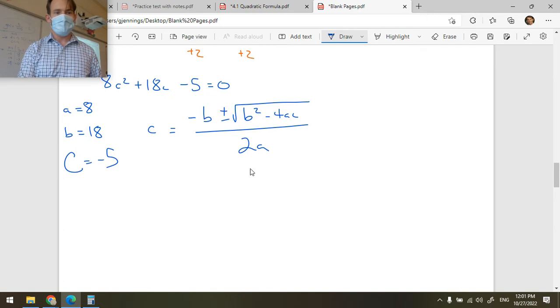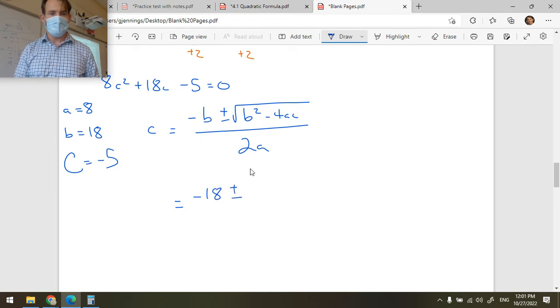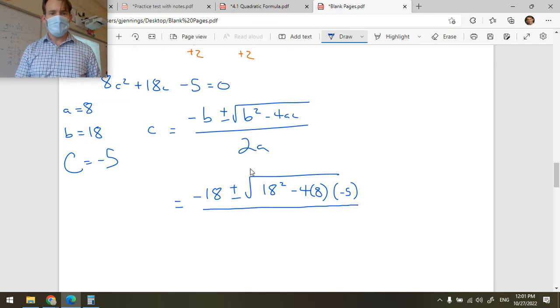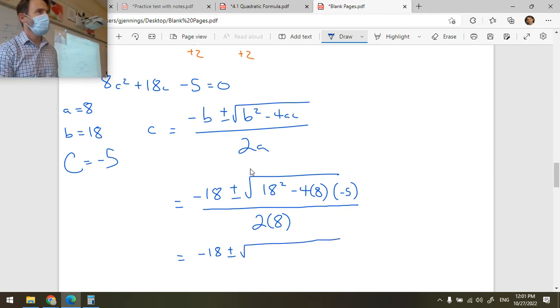So then substitute carefully with A, B, and C. So I have B is equal to 18, so negative 18 out front, plus or minus the square root of 18 squared, minus 4 times A, which is 8, draw a little snowman, times negative 5. Cool. And then all over 2a, so 2 times 8. All right, keep going. Negative 18 plus or minus the square root of, what's the square of 18?